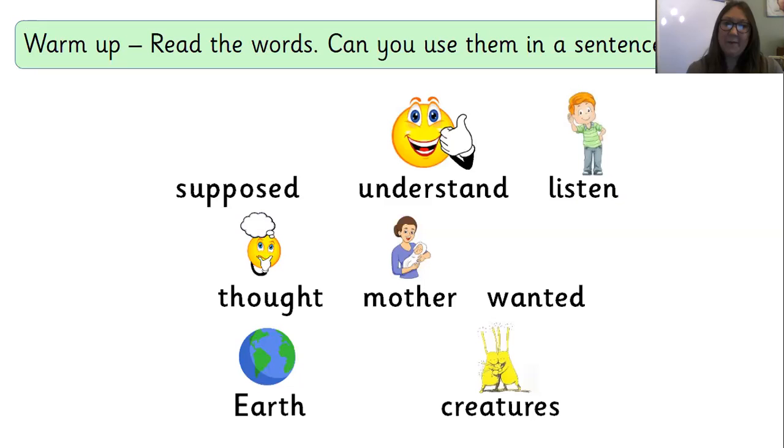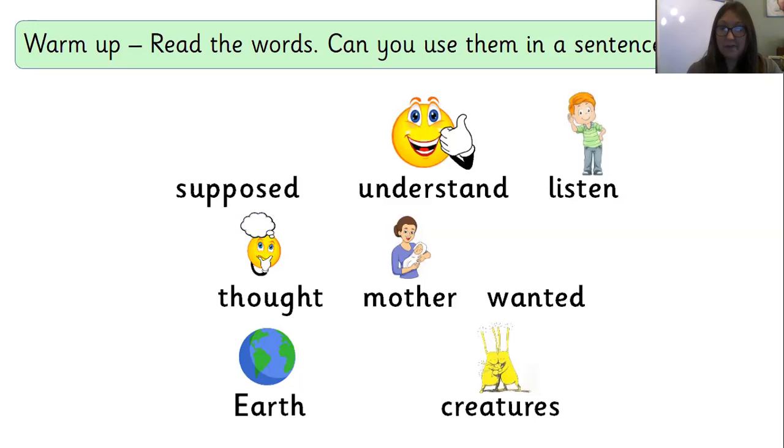So on the screen, you will see some key words from the book. These are all ones that we would have read on Wednesday. If you pop me on pause, just have a little read through them. If any are a bit tricky, ask an adult to help you. I've tried to put some pictures there for a little bit more support if you need it.